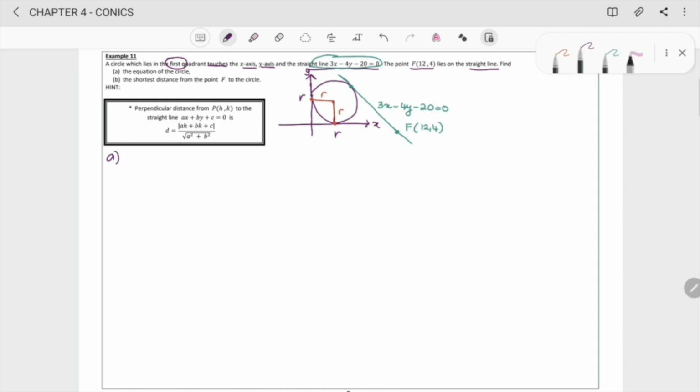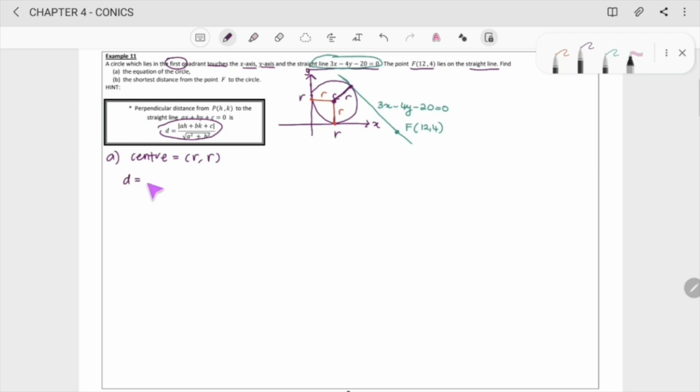So we know that the center is (R, R), and the radius is R, but we don't have the value, so we are going to find the value of R. Then if we have the value of R, we can know the center. This is also R. Then we are going to use the formula for the perpendicular distance from a point, the center, to the straight line, and the distance will be the radius.